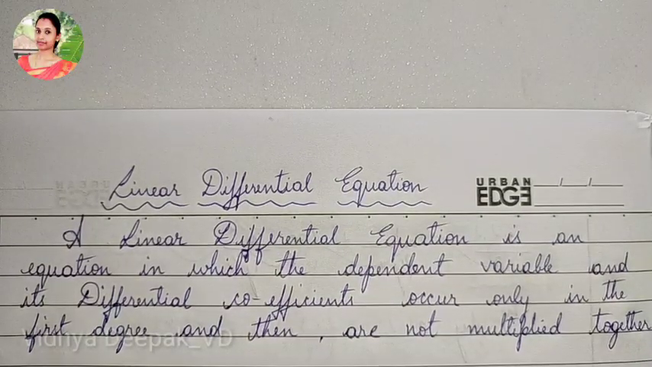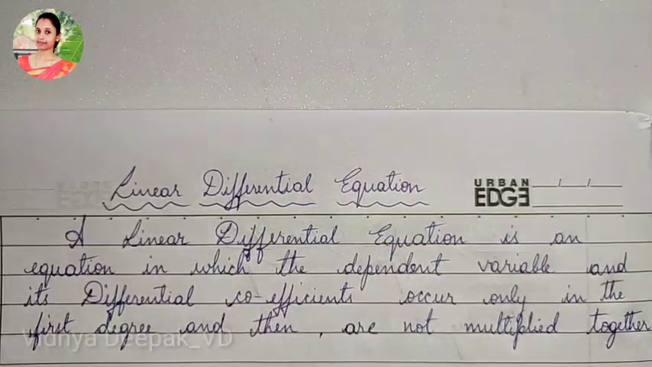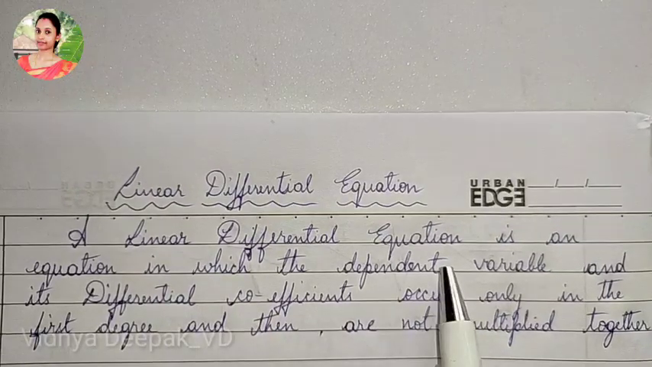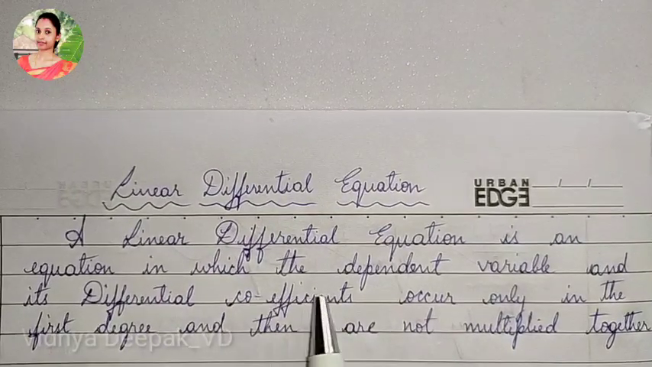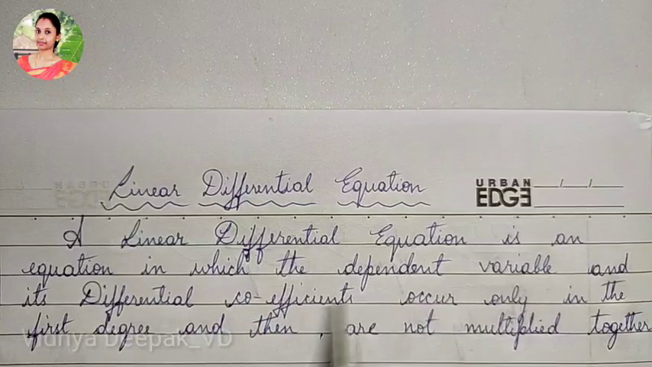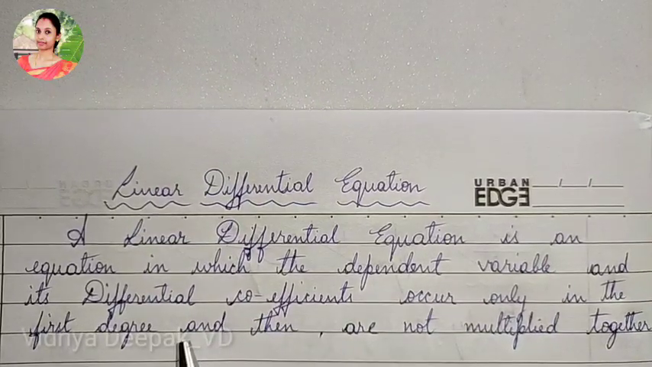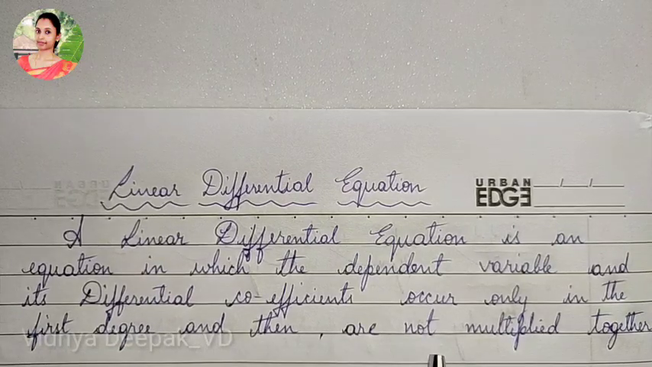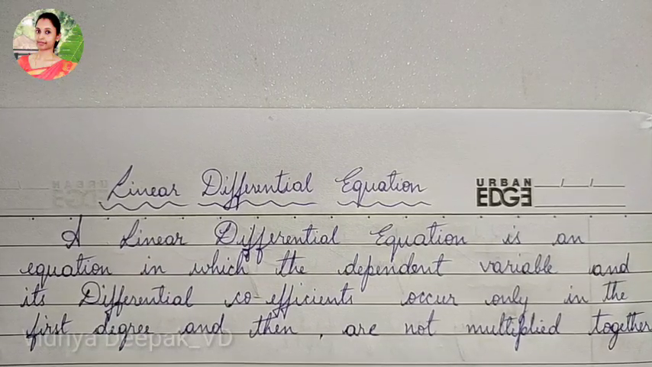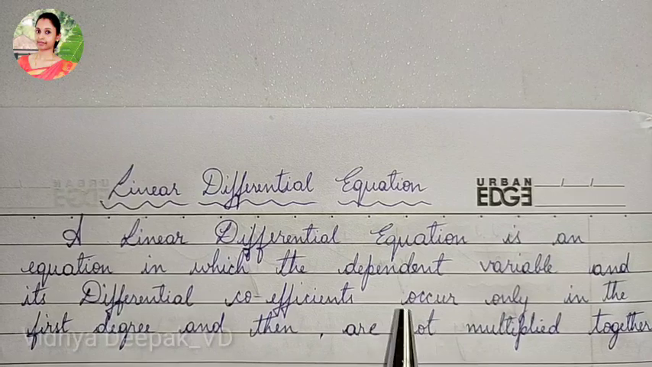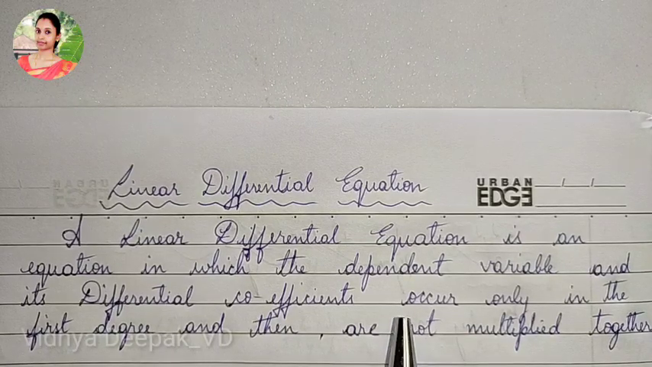Hello everyone. So today let's see what is a linear differential equation. A linear differential equation is an equation in which the dependent variable and its differential coefficients occur only in the first degree and are not multiplied together. Okay, so this definition we'll understand better with an example.